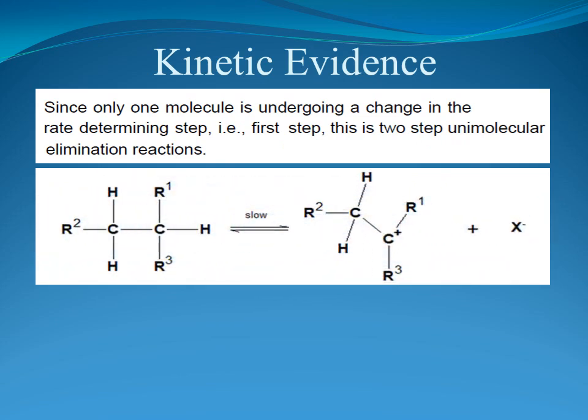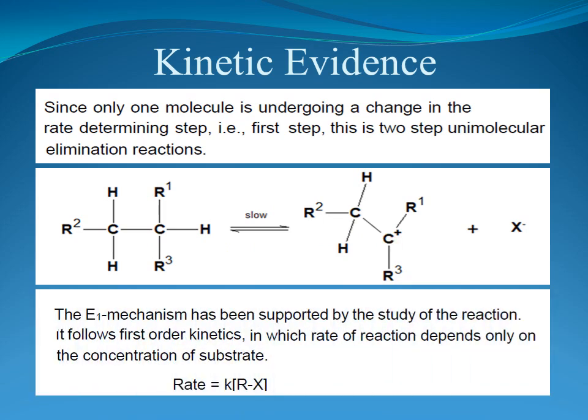As you can see again, this is the slow step in which you can observe that this carbon atom is undergoing a change in its covalency from sp3 to sp2. The E1 mechanism has been supported by the study of reactions. It follows first order kinetics, in which the rate of a reaction depends only upon the concentration of the substrate. It can be written as rate is equal to K, the concentration of the substrate, which is the alkyl halide.